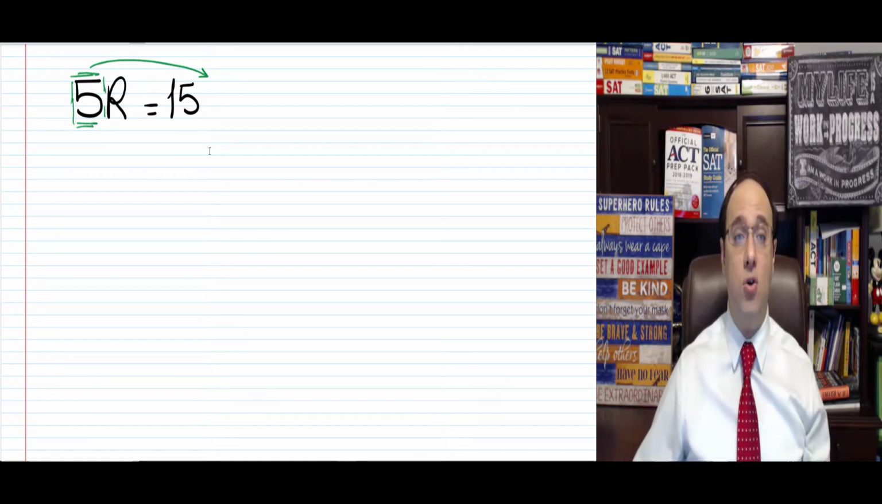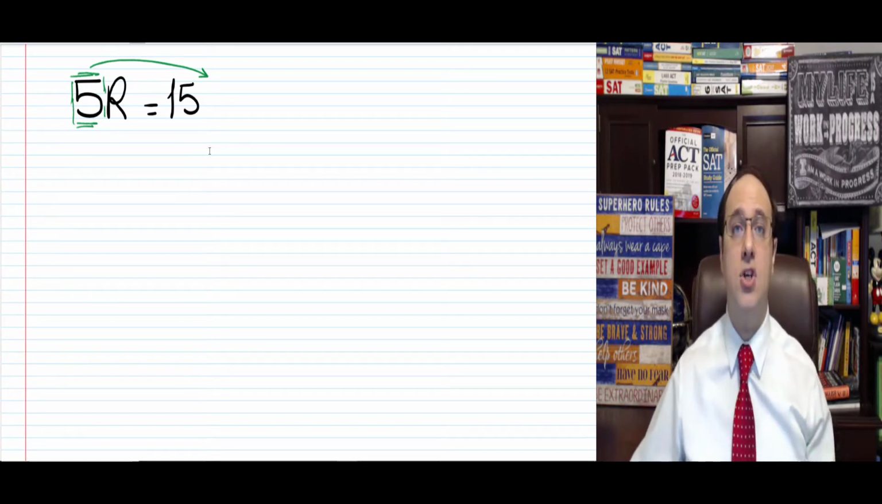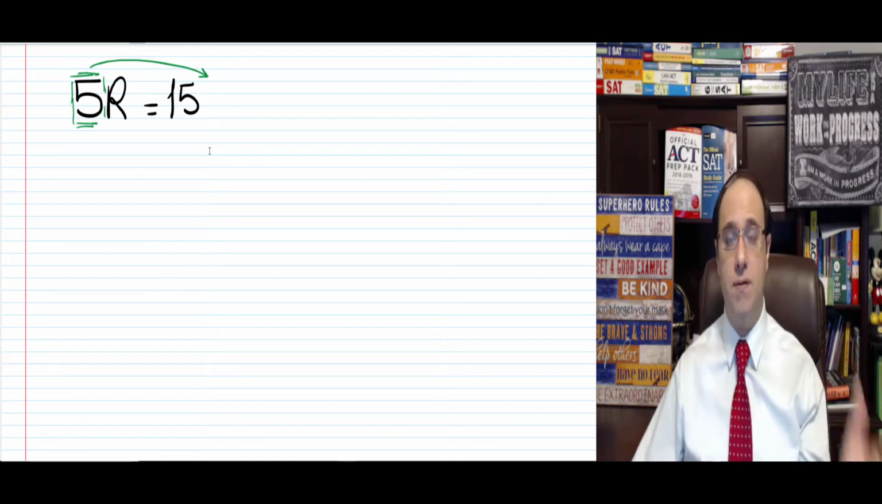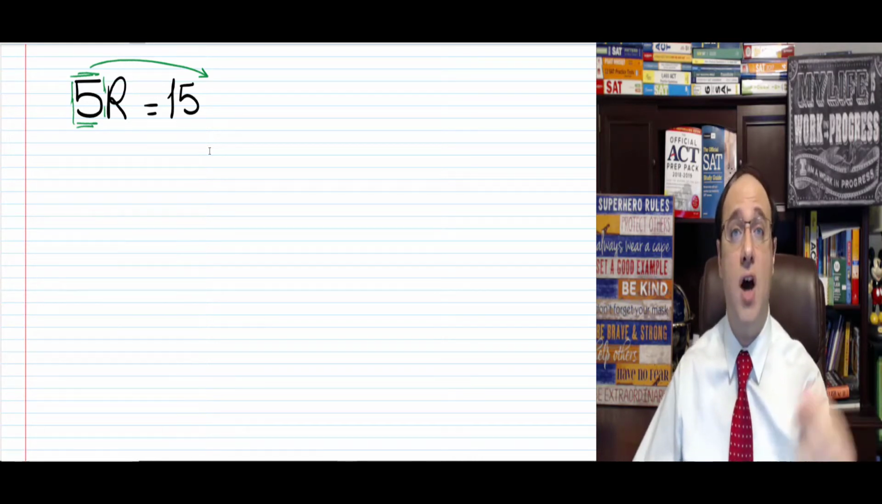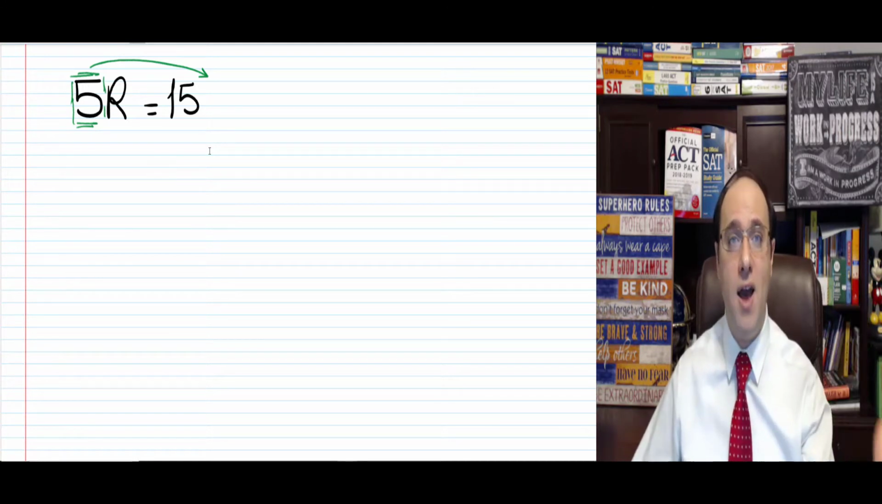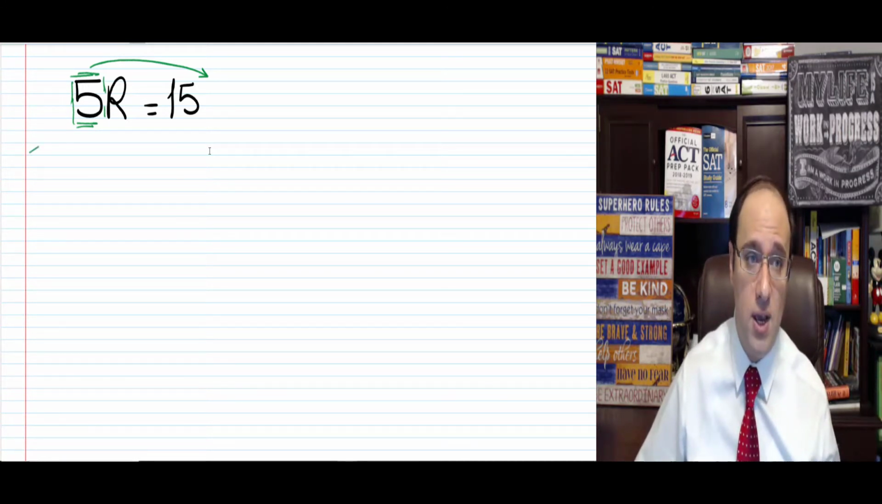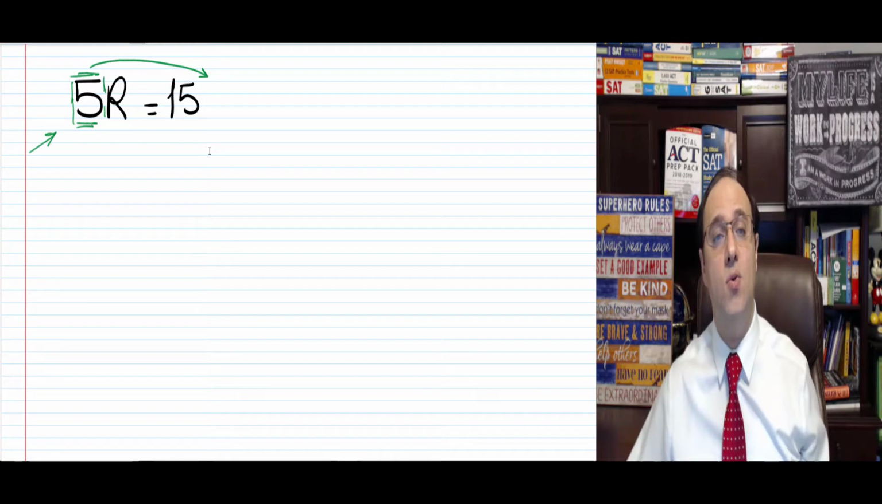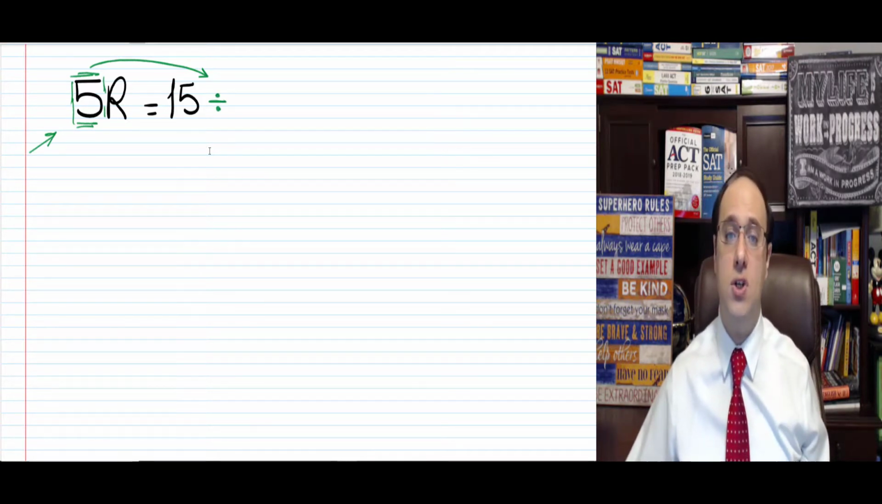So we must also divide. It's the same thing, just like the example before. Because 5r means 5 times r, which means r times 5. So the 5 is multiplied on the left right here. To go to the other side, we have to do the opposite, which is division.